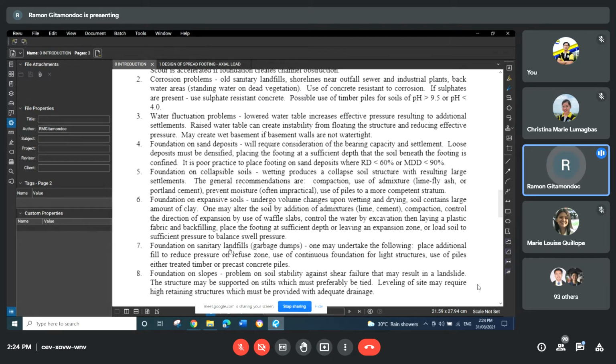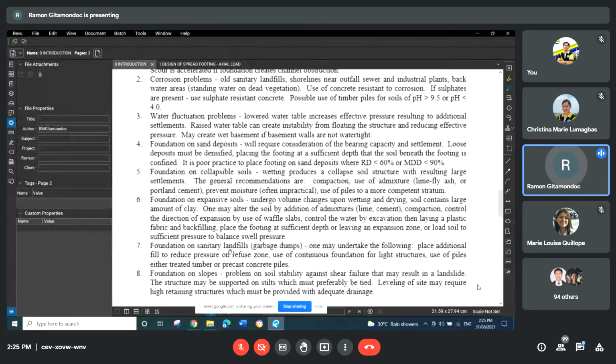So usually in a landfill, you excavate first, no? Then you put the garbage, then once it is full, you cover it with soil, no? And maybe after 5 years, the landfill will be sold, no? Then a new property owner will try to build a structure over the previous landfill. Then that would present some problems, no?